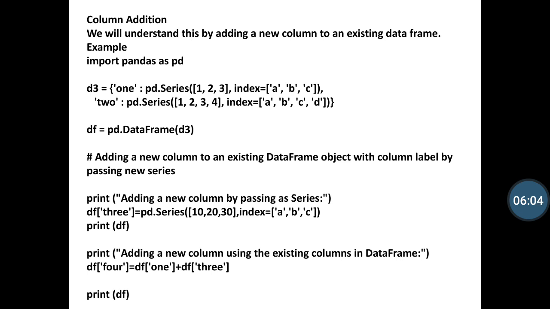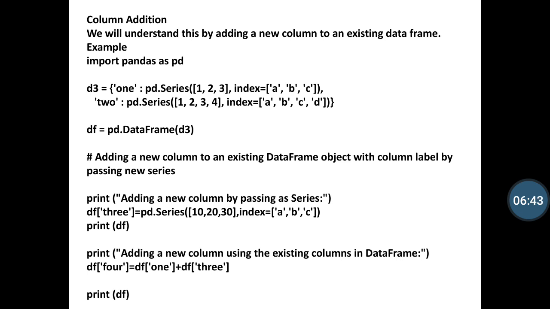Here you can notice that df3 is a new column that is added in the data frame. Here I am defining df3 equal to pd dot Series 10 20 30 with index abc, and then print df. And then I am also defining a print statement, adding a new column using the existing columns in the data frame, df4. So you can notice that here df1 plus df3 are two columns.